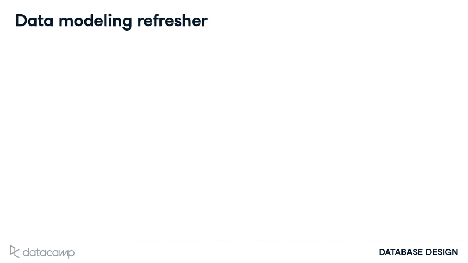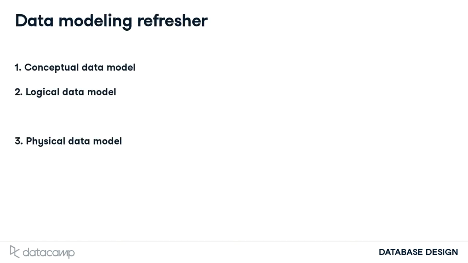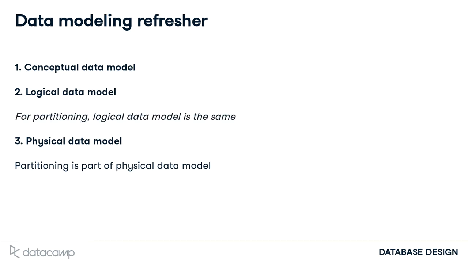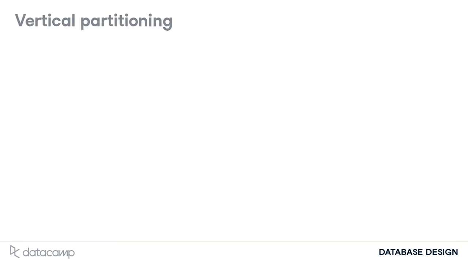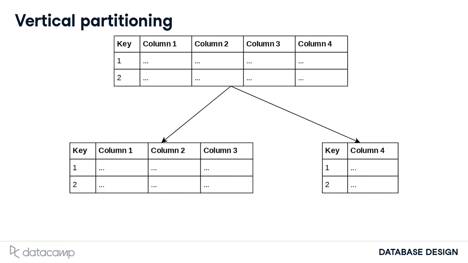Note that looking at the data modeling layers we saw in the first chapter, partitioning fits into the physical data model. Indeed, logically, the data you'll access or update is still the same. The difference is we distribute the data over several physical entities. When we talk about partitioning, there are two different types of partitioning. The first one we'll introduce is vertical partitioning.